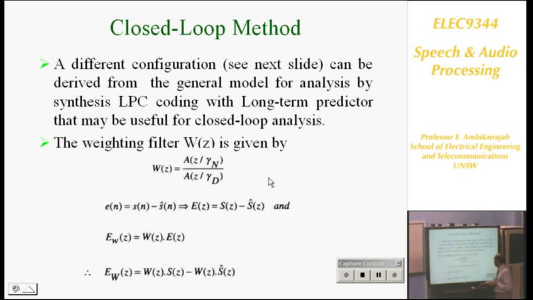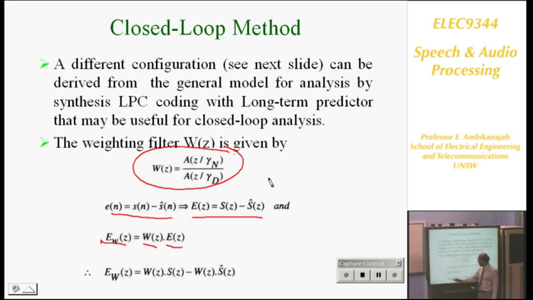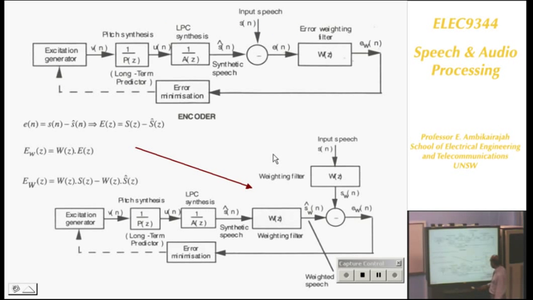What is the closed loop method? Okay, let's look at this. This is the closed loop method. This is your W(z), your weighting filter. If you write the error equation, e(n) equals s(n) minus s-cap(n), no problem. Now, E(z) is equal to that. That's all right. Now you can say the weighted error is equal to the weighting filter multiplied by the error. Therefore, if you substitute this in here, the weighted error is equal to W(z) S(z) minus W(z) S-cap(z). So if you implement that equation, your diagram now becomes this.